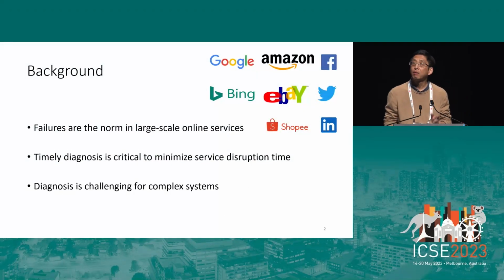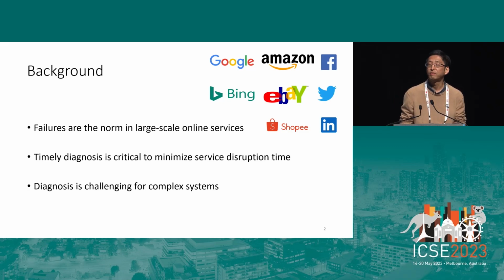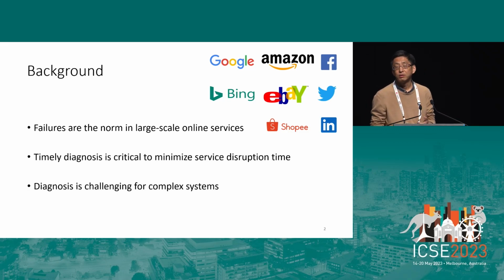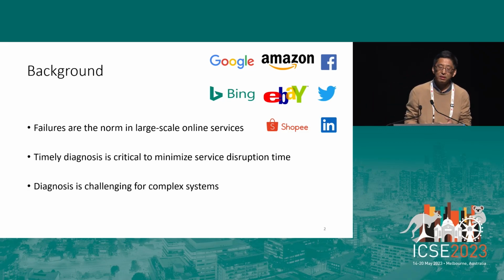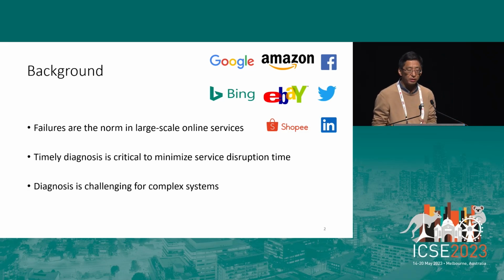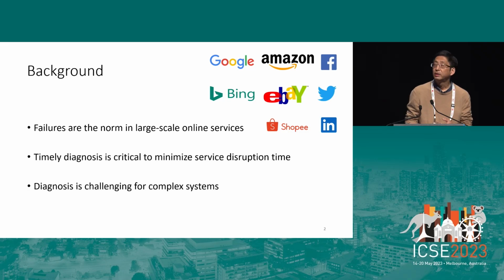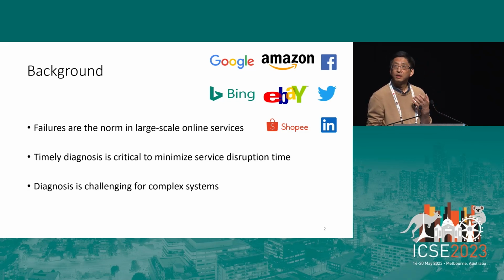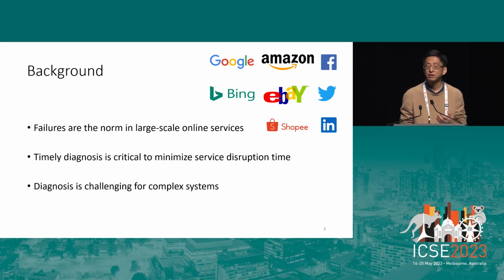About the background, we all know that nowadays there are a lot of complex and large-scale software systems, like Google and Bing. They are online service systems, so their reliability and availability are very crucial. When incidents happen, we need to diagnose the large-scale software system, locate the faults, and fix the problem. That's very challenging for complex systems.